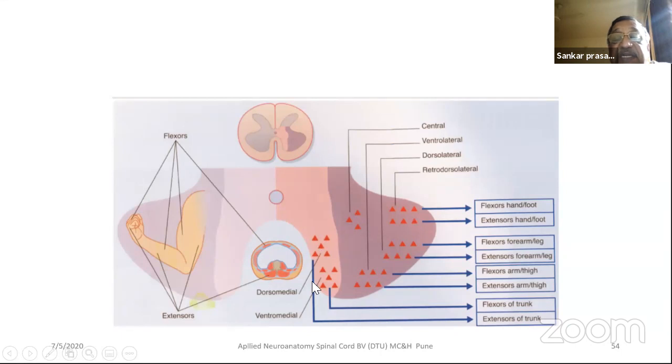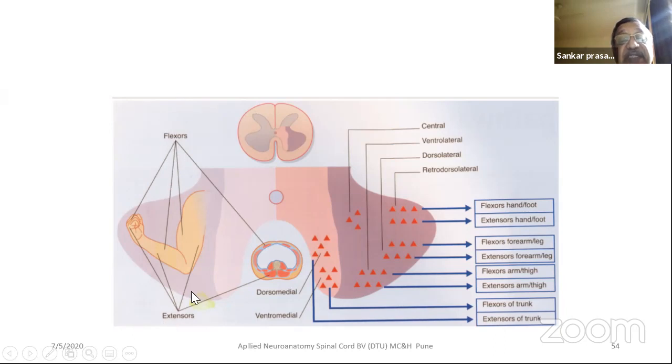they are medially placed nearer to the central canal, and the extensors of arm and thigh, then the forearm, and then the hand and foot. So the outermost are subserving the function of the fine movements of the hand, and these are the proximal muscles and the axial muscles. So that's how the distribution is depicted here.